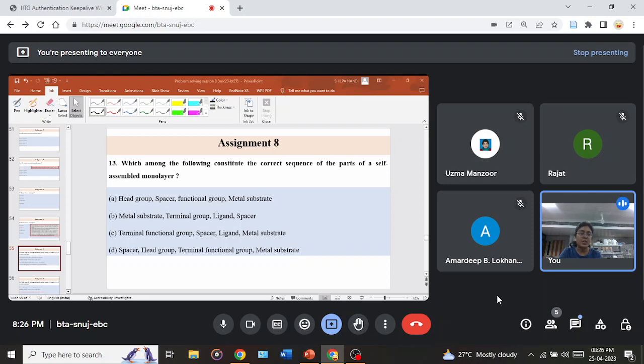So you have your four options: A, head group, spacer, functional group, metal substrate; B, metal substrate, terminal group, ligand and spacer; C, terminal functional group, spacer, ligand, metal substrate; and D, spacer, head group, terminal functional group, metal substrate. So you have to tell me which of the following constitutes the correct sequence of the parts of the SAM, that is self-assembled monolayer.